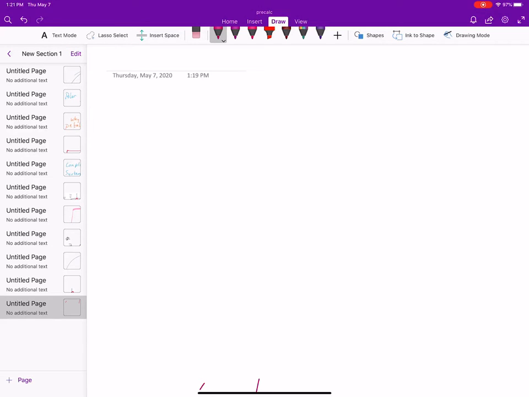So let's see, we've got a question about dividing complex numbers in A plus BI form. So let's start off with that. So we want to divide in A plus BI form. Let me do one of those: 3 plus 4i, and we're going to divide that by 1 minus 2i. I'm just making some things up here.